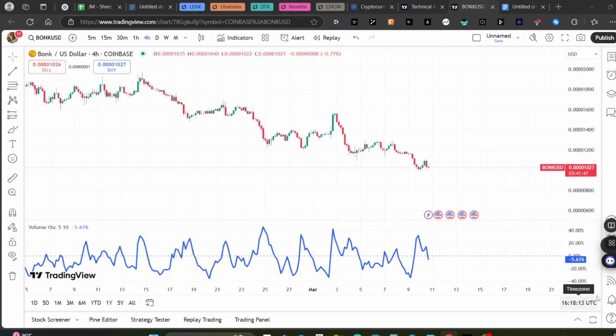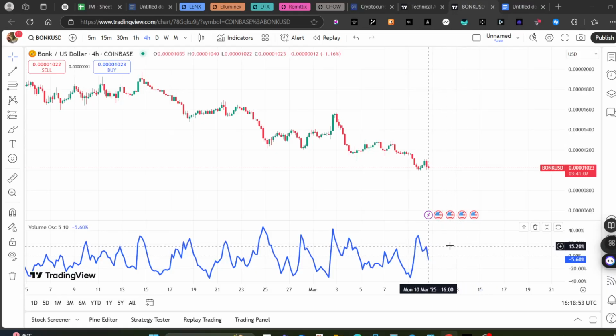Now, the volume oscillator indicator, as you can see it here, is a momentum based tool that helps traders analyze changes in trading volume over time. Instead of looking at raw volume bars, this indicator compares two moving averages of volume, one short term and one long term, to determine whether buying or selling pressure is increasing or decreasing. Now, the formula is pretty simple. It calculates the difference between the short term and long term moving averages of volume and expresses it as a percentage.